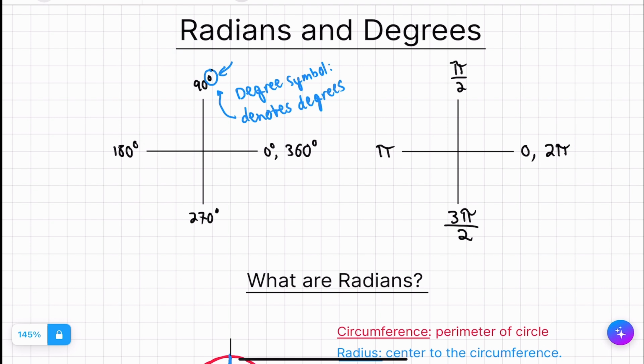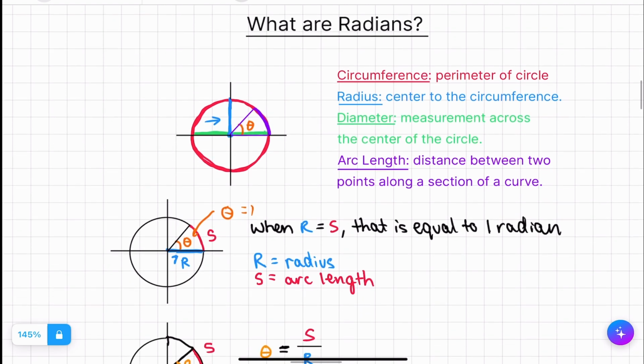Now let's talk about radians, because chances are, if you're watching this video, you haven't worked with them much or maybe you've never heard of them at all. To understand radians, we need to understand some terminology. In this diagram, I have drawn the circumference of the circle in red. The circumference is just the perimeter or outside of a circle. The radius is in blue. And the radius is just the measurement from the center of the circle to the outside of the circle.